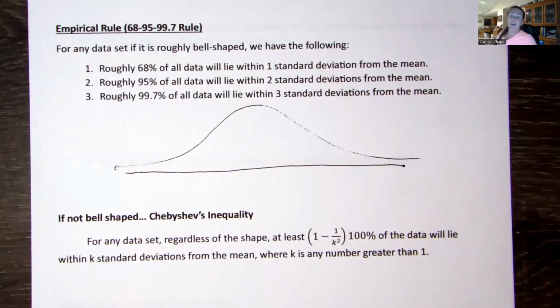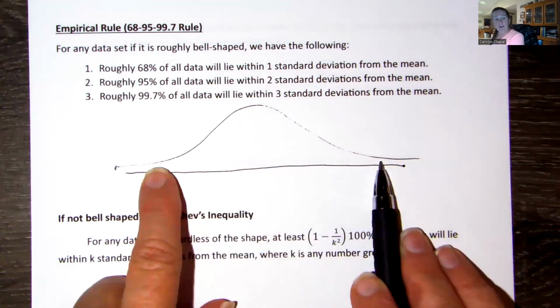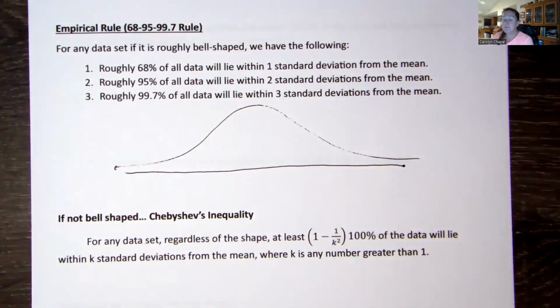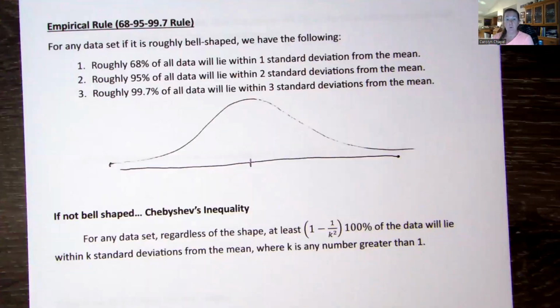This might tail on for quite a ways, or it might not tail on for a while, but we've got the high hump in the middle and it goes down in either direction. Since it is nice and symmetric and high in the middle, bell-shaped, we know that our mean, our median, and our mode are all in the center. We talked a little bit about that in 3.1.